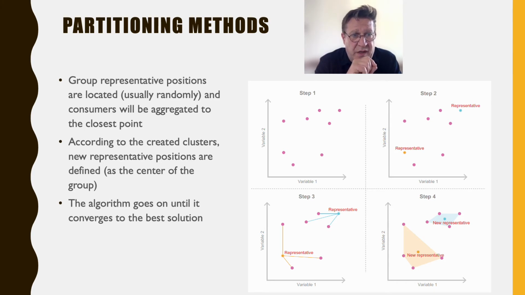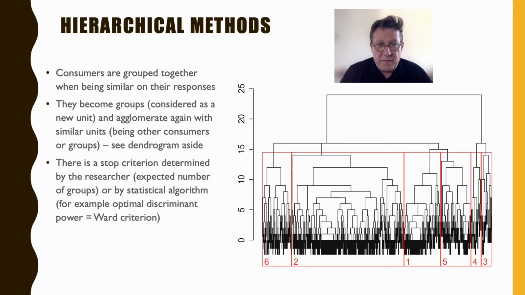And then, according to those created clusters, the blue and the red, new representative positions are defined, recalculated as the center of the groups, as you can see on step number 4. And then we perform another calculation to aggregate again the consumers to the new representative points. And the algorithm goes on like this until it converges to the best solution.